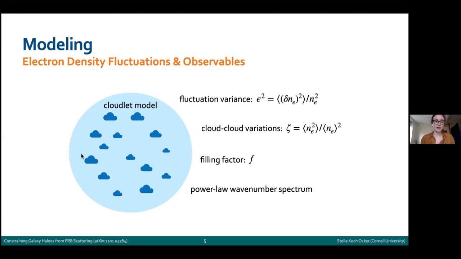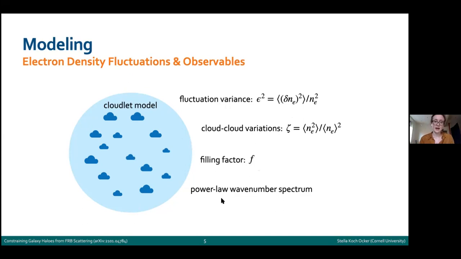Well, we model the ionized medium using what's called the cloudlet model. And so here we have cloudlets of ionized gas. The variance of electron density fluctuations within a cloudlet is given by epsilon squared. The variations in the mean density from cloud to cloud is given by this parameter zeta. And then the cloudlets have a volume filling factor F, and the electron density fluctuations follow a power law wave number spectrum, which traces the underlying turbulence driving these density fluctuations.